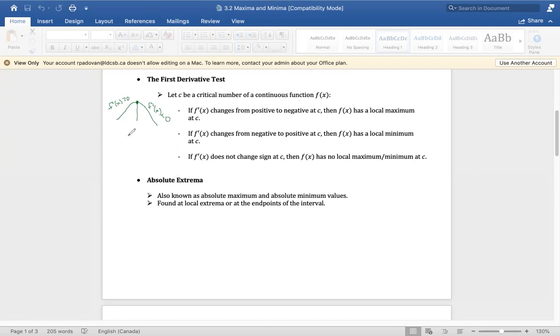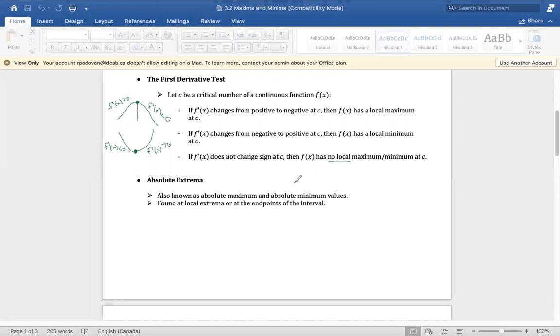Here, if I have my derivative changing from negative to positive, then I would have a local minimum at that c value. At that critical point, that turning point would be a local minima, a minimum value. Here the derivative would be less than 0, and here my derivative would be greater than 0. And in this example, if the derivative does not change signs, it's not going from positive to negative or from negative to positive, then obviously I don't have any local maximum or minimum points at c. There's no turning point there.